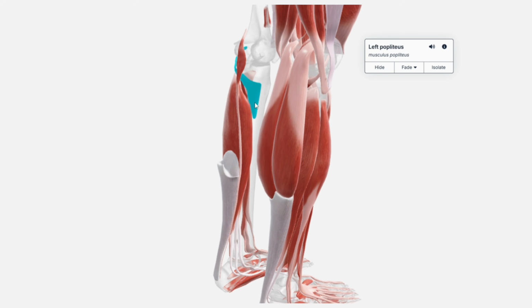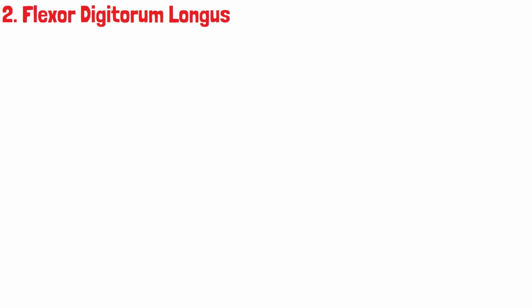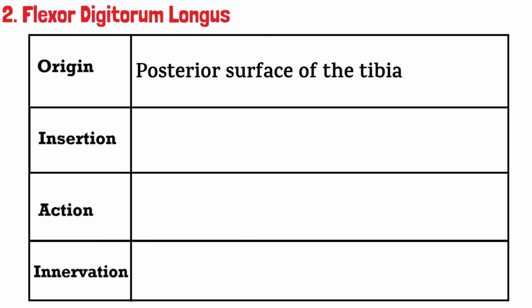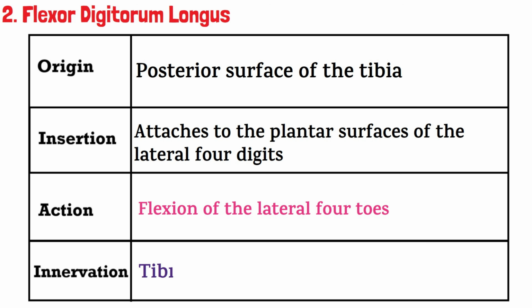Next muscle is the flexor digitorum longus. It originates from the posterior surface of the tibia and attaches to the plantar surfaces of the lateral 4 digits. As the name suggests, the muscle helps in flexion of the lateral 4 toes, and it is supplied by the tibial nerve.